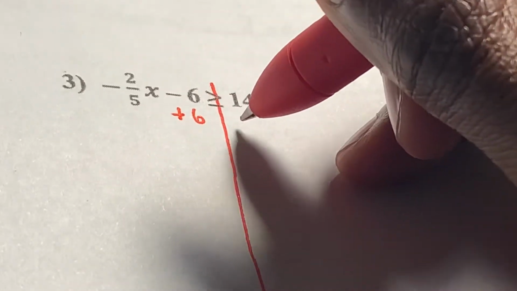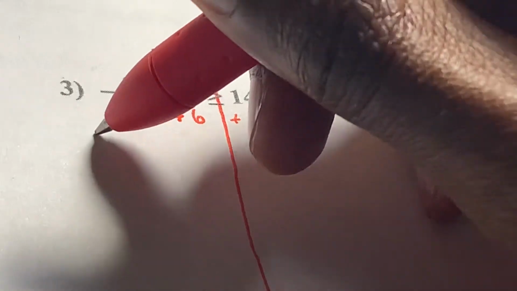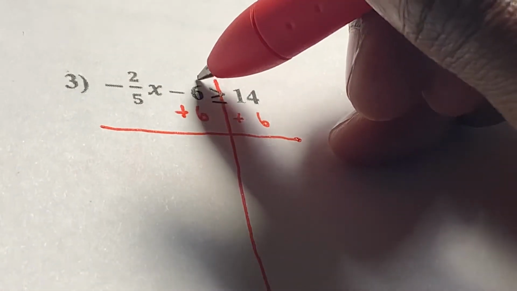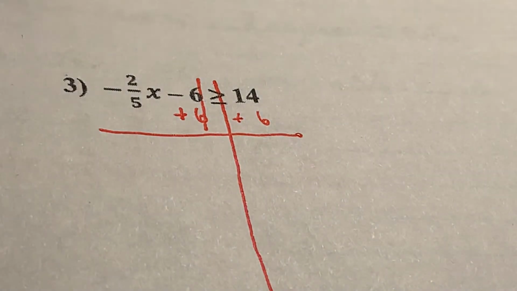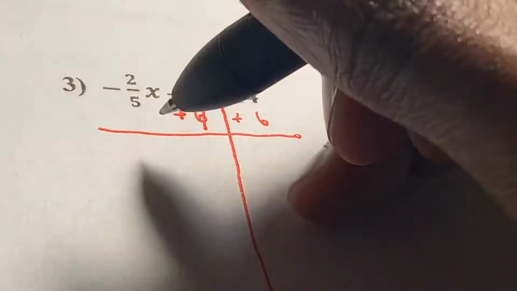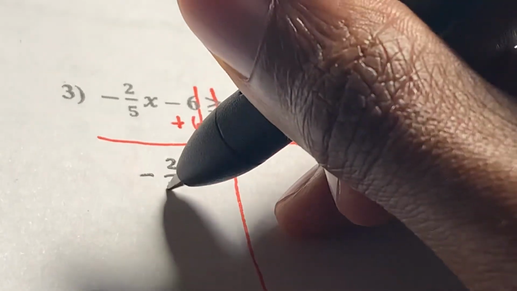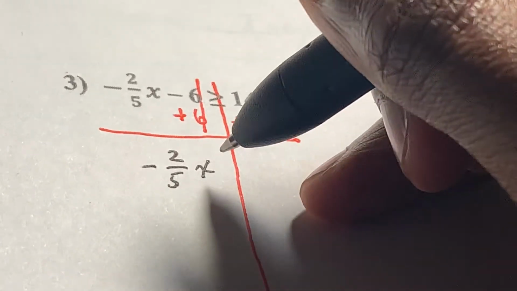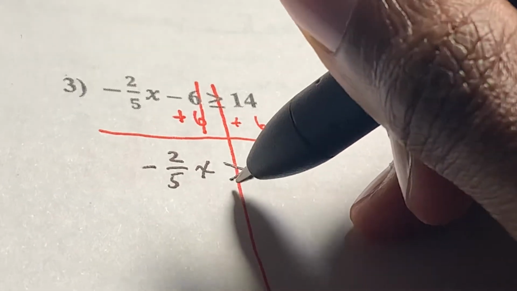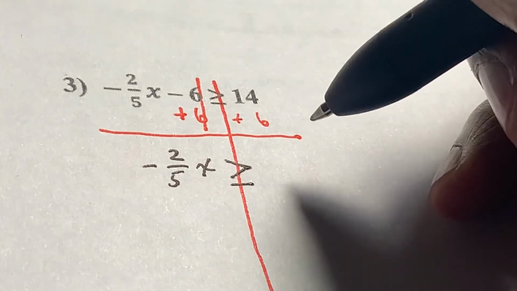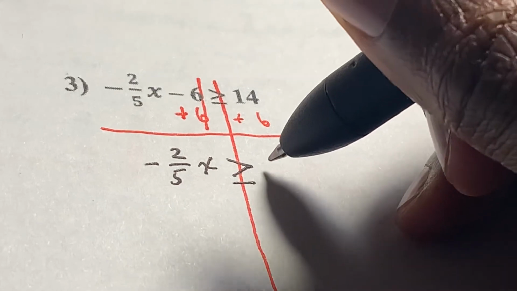Okay, when you cross the line, you change the sign. All right. These two 6s will cancel. And I bring down the negative 2/5 x. Bring down the inequality symbol, which is greater than or equal to. What's 14 plus 6? Someone tell me. Okay, very good. It is 20.